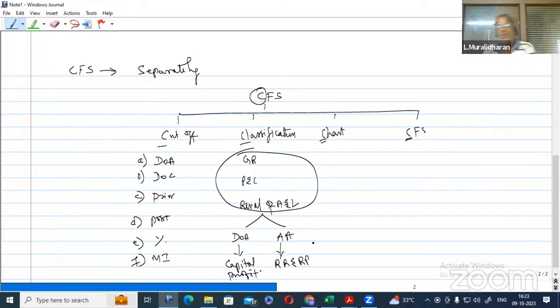Let me repeat. What existed at the time of controlling acquisition and continues to exist even on the date of consolidation will be referred to as capital profit, and the increase in the general reserve, profit and loss account, and revaluation you consider as revenue reserve and revenue profit.